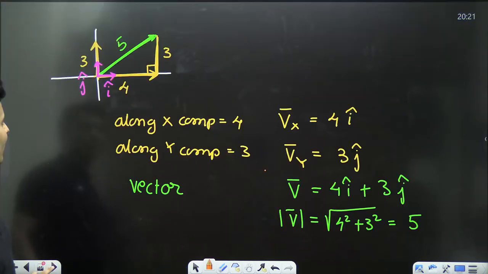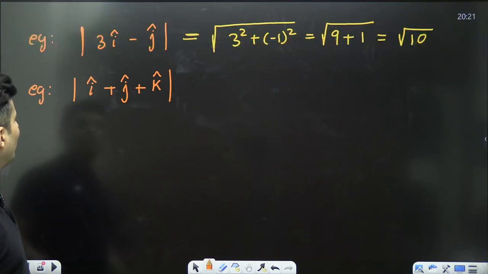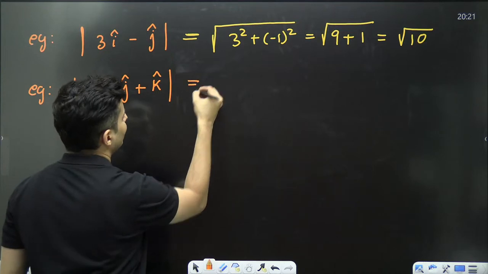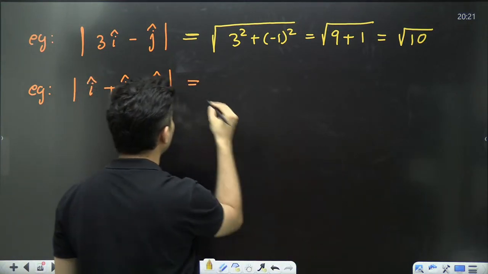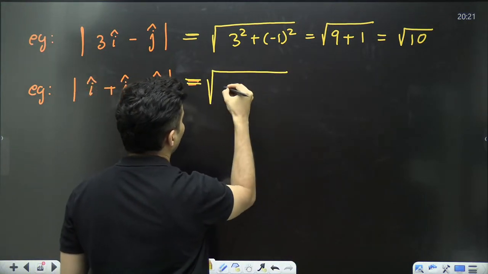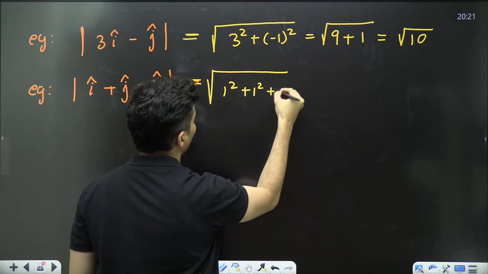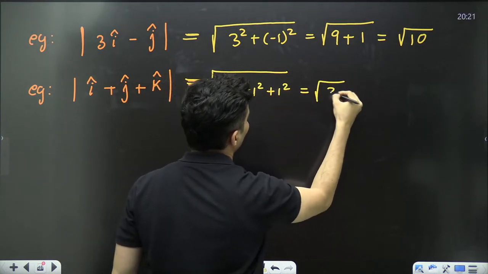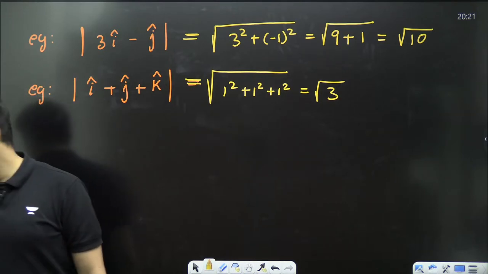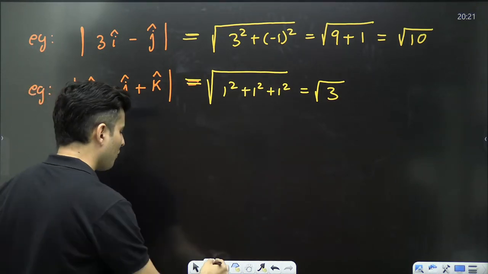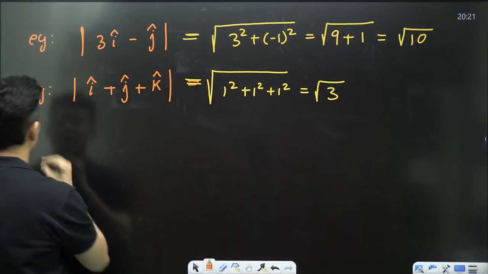So over here, what are you going to do? You're just going to write this as root of 1 square plus 1 square plus 1 square. That is basically root of 3. That's it. That's the answer. Very nice. Let's do one more question.